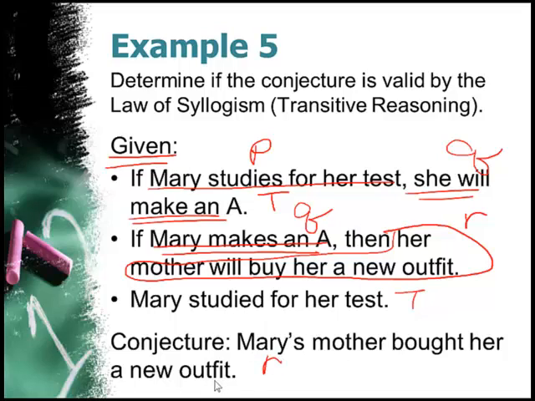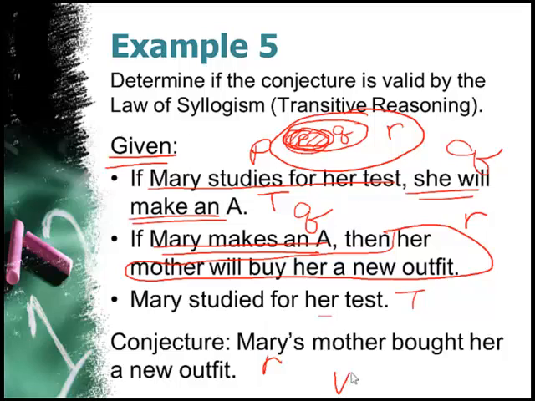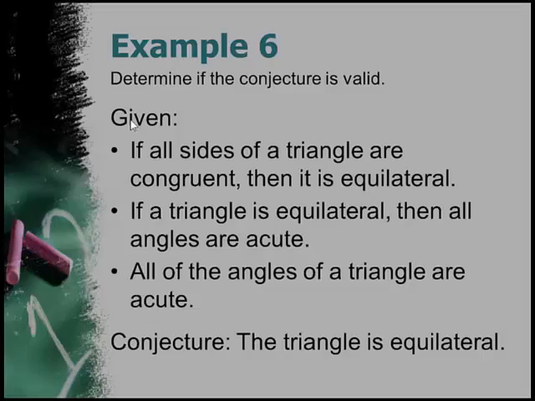Mary's mother bought her a new outfit. Well, since I know that P is true, let me go ahead and draw my Venn diagram. Q and R, and pretend that P is completely inside the Q. Sorry about that. So I'm standing in P. That means I'm definitely in R. This is a valid argument. Valid.